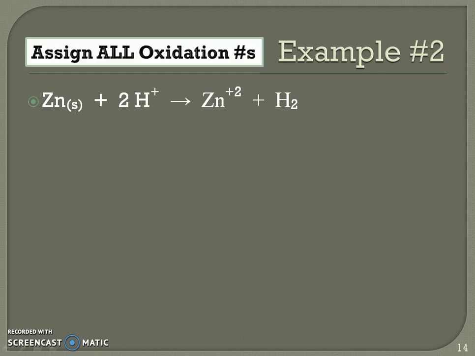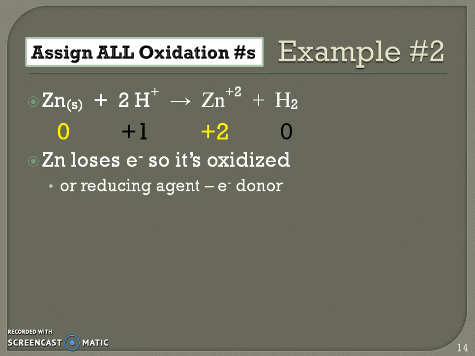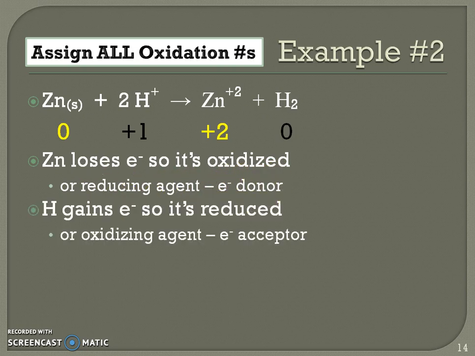First thing first, assign all those oxidation numbers. So did you get this, and did you get this? Hopefully you did. Knowing that information, is this what's going through your mind? Zinc is losing electrons, so that's the one being oxidized, going from 0 to +2. It's getting bigger in charge, so it is being oxidized, my box that I like to use. And again, reducing agent and electron donor. We can also think about hydrogen.